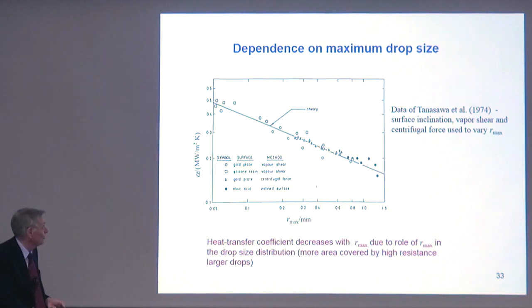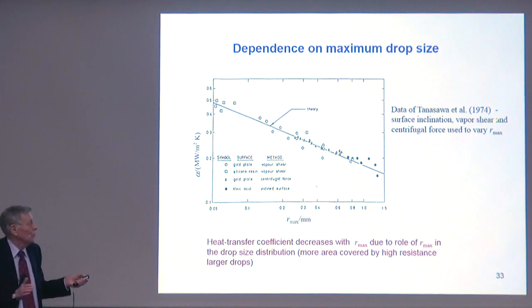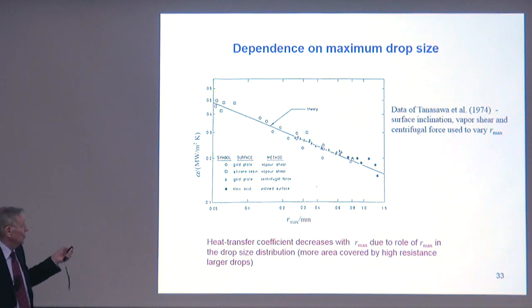Clear effective pressure. And these were data taken by Tanasawa and co-workers in Tokyo, 1974. This time, they varied the maximum drop size using different methods, changing the inclination of the surface. They used a high vapor flow over the surface. They rotated the surface, all to measure the maximum drop size, to change it, to vary it. And the theory, without any change, 8 years previous to this data, fitted it without change.